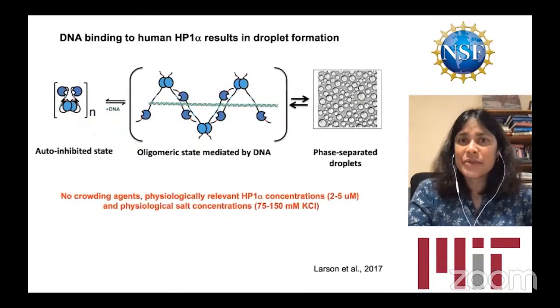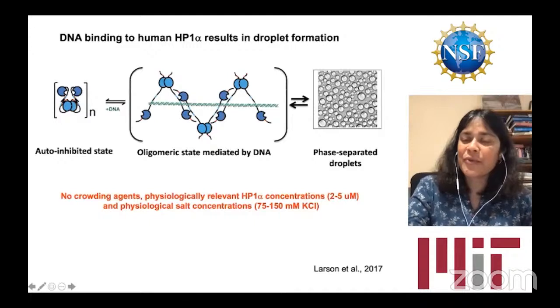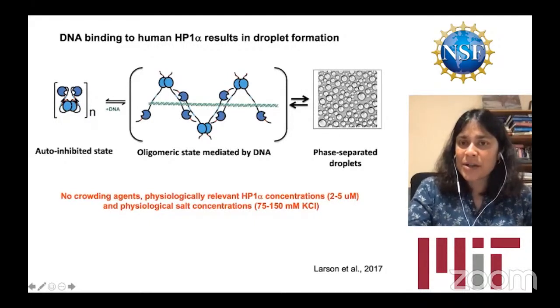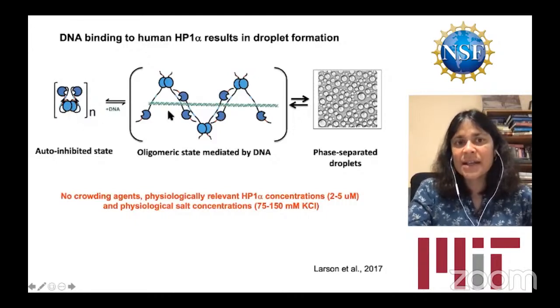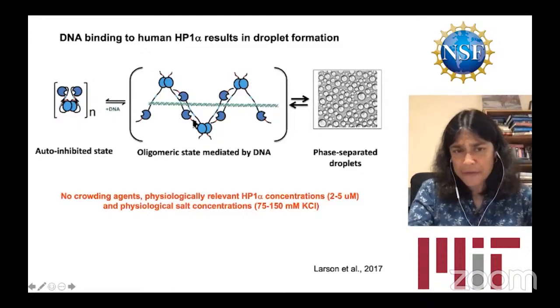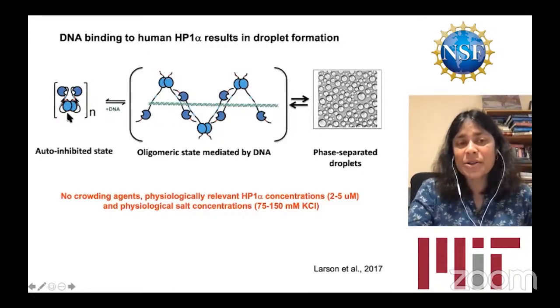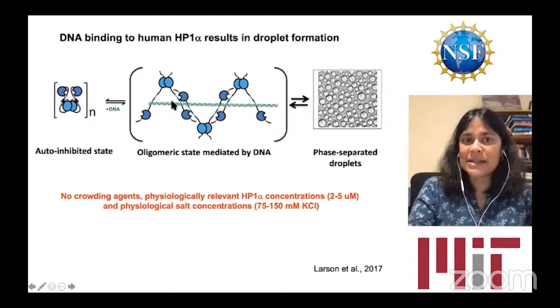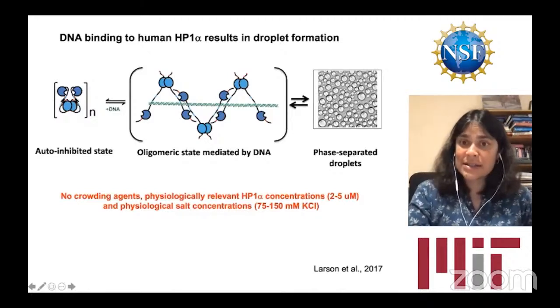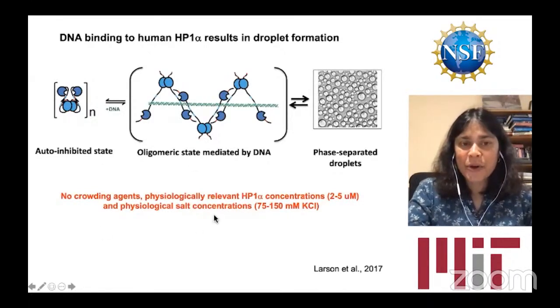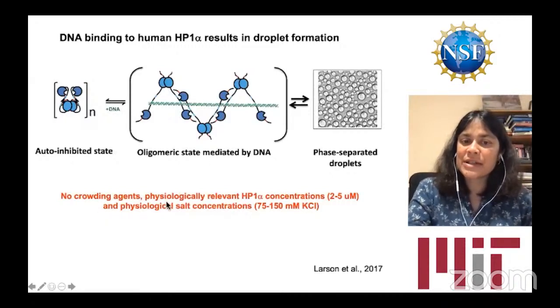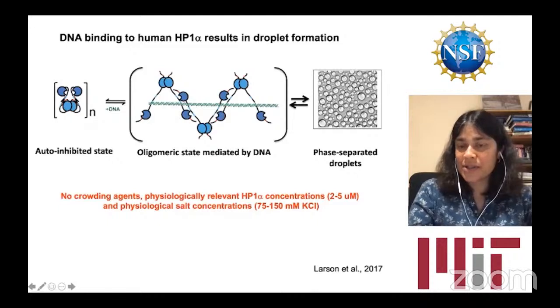A little more recently, we found that the human HP1 molecule, HP1 alpha, can form phase-separated droplets. But in the process of forming these phase-separated droplets, it starts out from an auto-inhibited state in the absence of any ligands. When you add in DNA, it binds the DNA and then forms these phase-separated droplets. We believe binding of DNA opens up the auto-inhibited state because the hinge region, which is occluded in the auto-inhibited state, now becomes accessible due to DNA binding. And this allows the HP1 alpha molecule to oligomerize and form the many multivalent interactions that are needed for phase-separated droplets. I want to point out that this phase separation behavior is seen in the absence of crowding agents and under physiologically relevant HP1 alpha concentrations in the low micromolar regime.